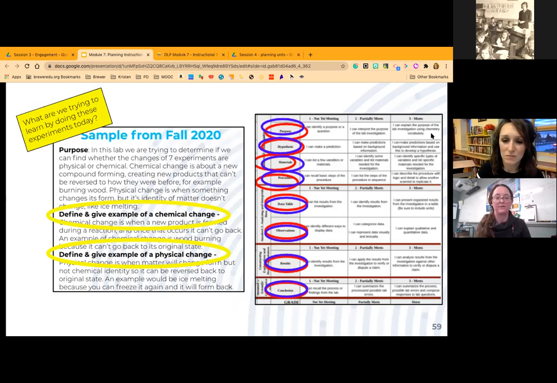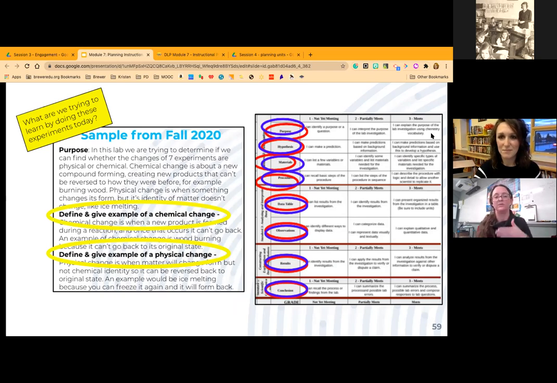So the question for the purpose might say, what are we trying to learn by doing this experiment today? Then underneath it, this was a lab about physical and chemical changes, I asked them to define and give examples of those. And then the students were able to write a complete purpose using those prompts. I also provide them a rubric. You can see on the right side, this is like success criteria.